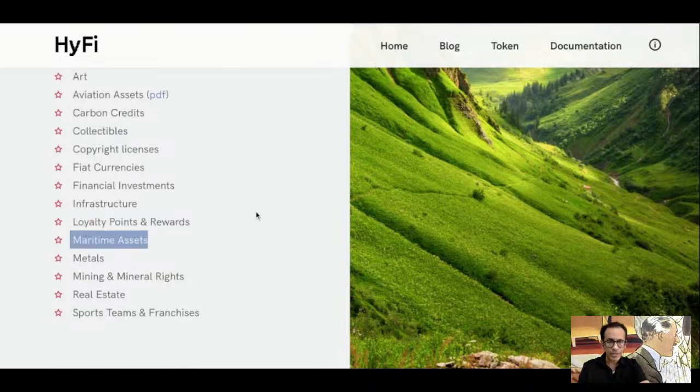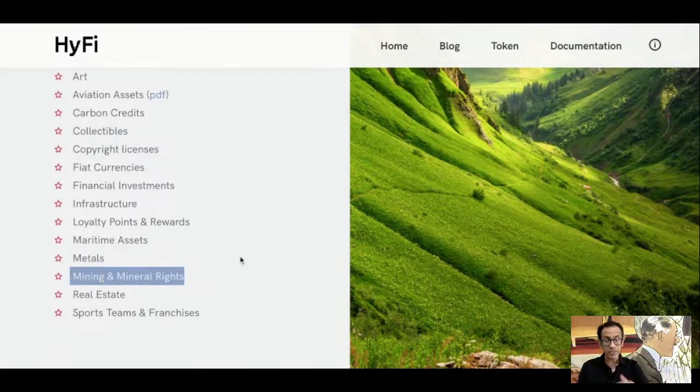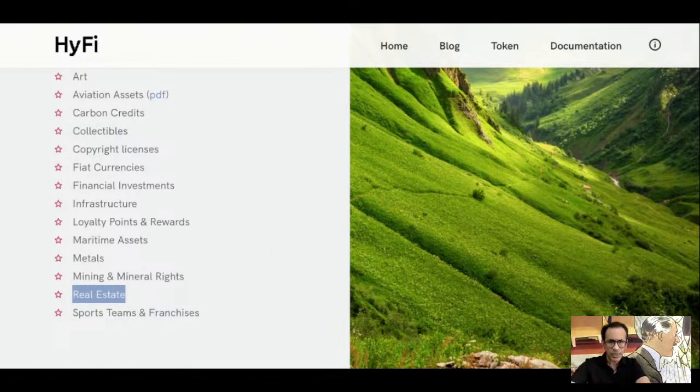Then we talk about maritime assets, so ships, boats, ports, that comes into the picture. We talk about metals, so gold, silver, platinum, palladium, copper, so many of these metals can be tokenized. Mining and mineral rights, that's another huge market. Around the world, governments give out mining and mineral rights, whether it's for iron ore, gold, and so many other things. Those can be tokenized. We have real estate. There we are already beginning to see a lot of startups working in it, where we talk about things like residential, agricultural land, commercial office spaces. All of those can be tokenized.